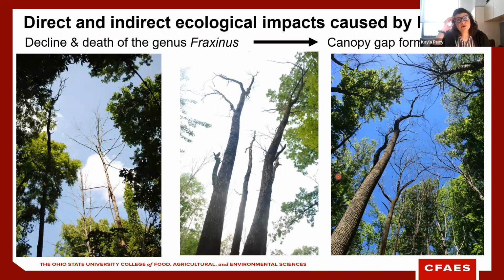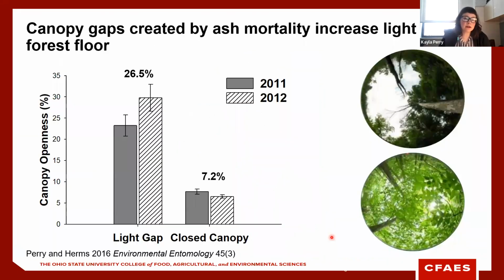Ash mortality also results in indirect ecological impacts. As I mentioned, canopy gap formation is a big one. Changing light regimes on the forest floor, altering growth of understory vegetation, potentially changing temperature and moisture regimes on the forest floor. And we can see here, I have some data showing that canopy gaps do indeed increase light availability on the forest floor from ash mortality.